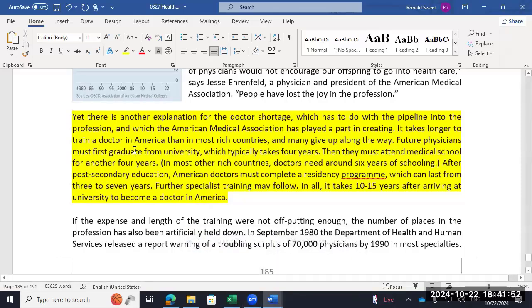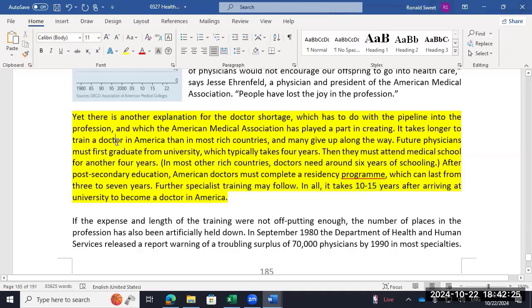And this is how you can actually fix this. Why do doctors have to go to school for so many years? It takes longer to train a doctor in America than in most rich countries, and many give up along the way. Future physicians must first graduate from a university. They must attend a medical school for 4 years. After post-secondary, they must complete residency. Specialist training may follow. It could take 10 to 15 years.